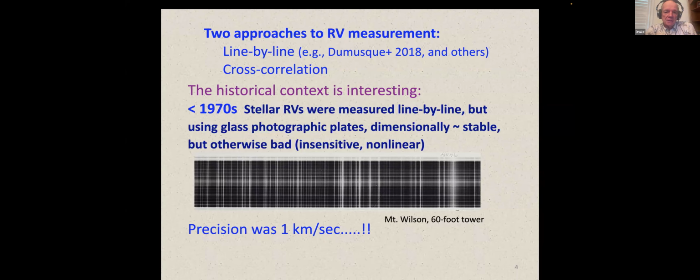And this is an image of a spectrum on a glass photographic plate. And this is actually a good one. This is the sun made at Mount Wilson, and the stellar spectroscopist would measure when photons hit the photographic plate, they darken it. And the light regions, which are vertical lines here, are the absorption lines where not much light has hit the photographic plate. And astronomers would measure the positions of those lines. And back in the 1970s, my thesis advisor was doing stellar spectroscopy, and he was very happy to have a precision of 1 kilometer per second.